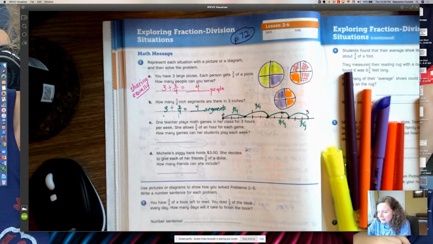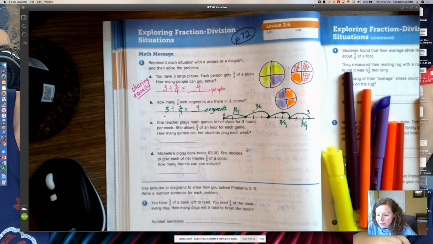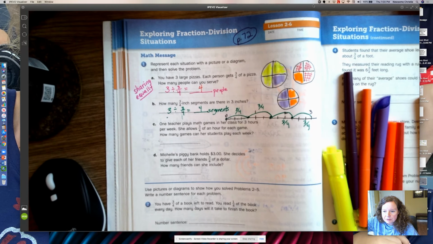Let's look at C. Right now, I hope you're getting the idea that I'm showing you some different ways you can draw pictures for fraction division, and you're going to have a chance to try some of these models yourself here in just a second.